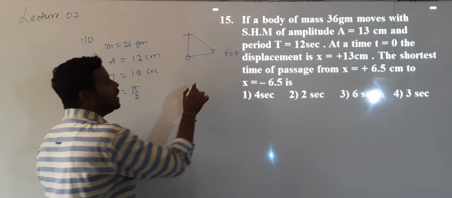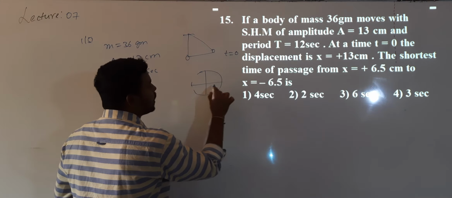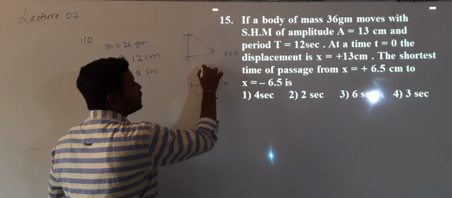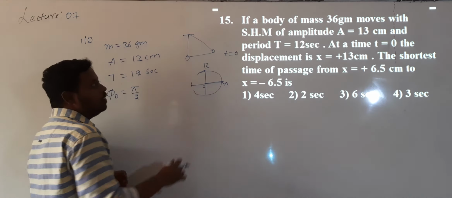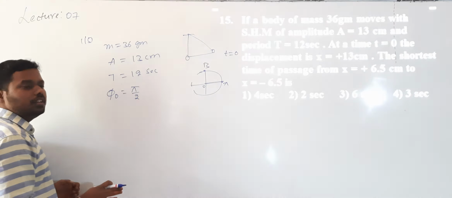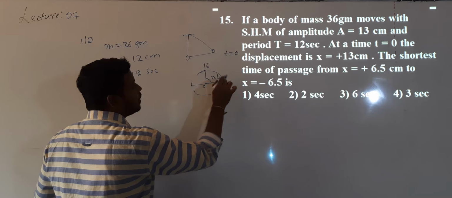What is the phase of the particle? Now, the foot of the perpendicular: the particle is moving in a circular path. Initially the particle was here. This is A and this is B. When the particle was at A, the foot of the perpendicular was at O. When the particle was at B, the foot of the perpendicular was at B only. So at that time what is the initial phase? That value is equal to pi by 2.